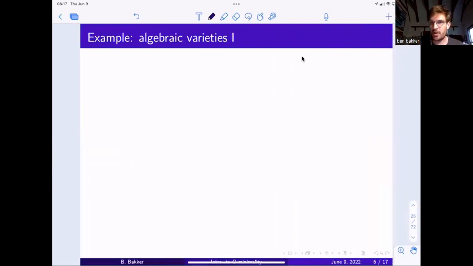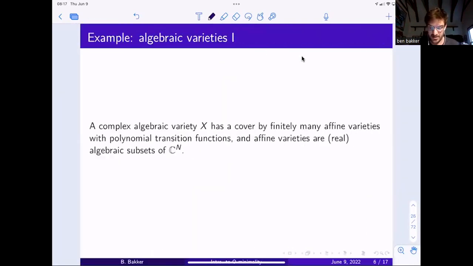The easiest example is complex algebraic varieties themselves. Take a complex algebraic variety X. By definition, it's covered by finitely many affine varieties and glued by polynomial transition functions. Affine algebraic varieties are just zero sets of complex polynomials inside C^n.